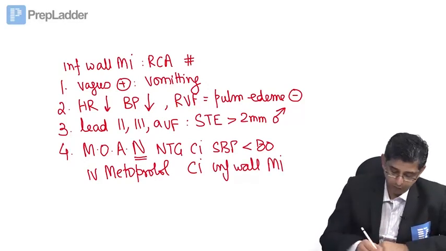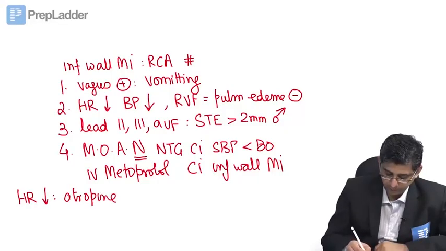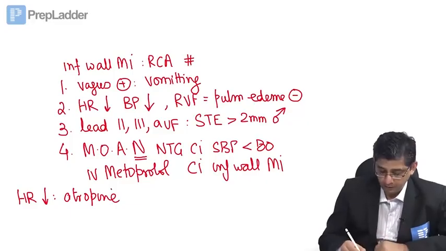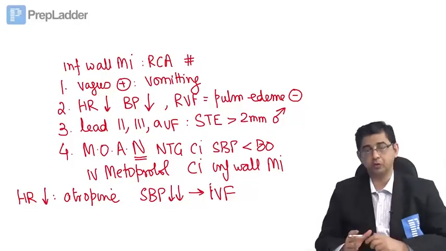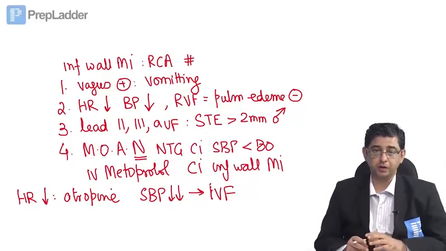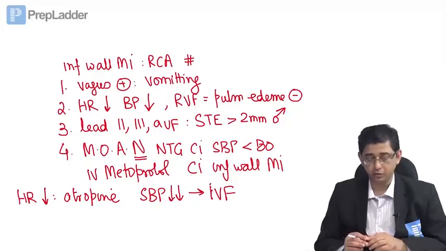Then they have asked, what will you give for management of bradycardia of the patient? So for management of the bradycardia, you will be giving atropine. And for management of unrecordable BP in the patient, you need to increase it to recordable. You will be giving IV fluids to the patient. In traditional MI, you do not give IV fluids to the patient, but in this case, inferior wall MI, IV fluids would be given. So these are points for inferior wall MI that you should be remembering.